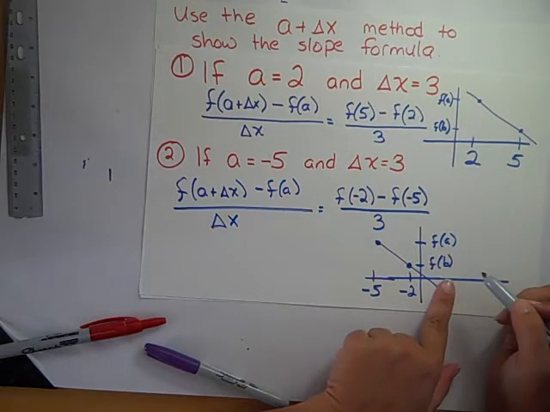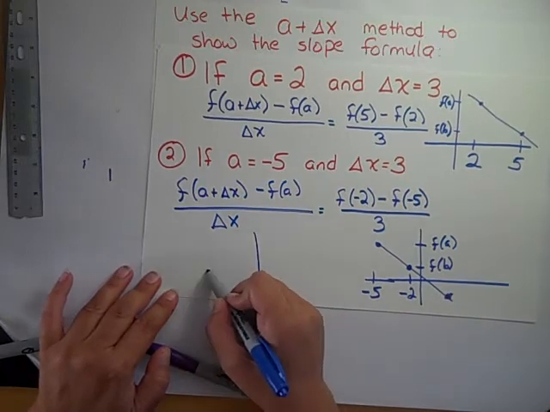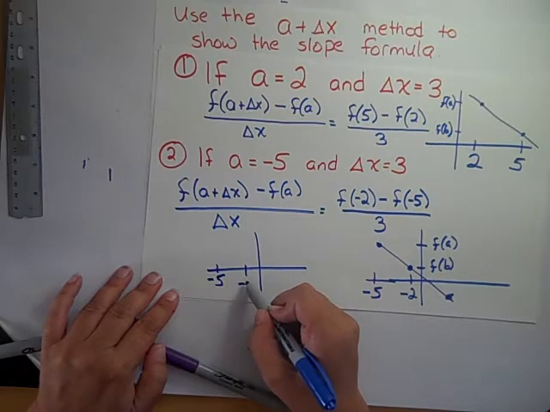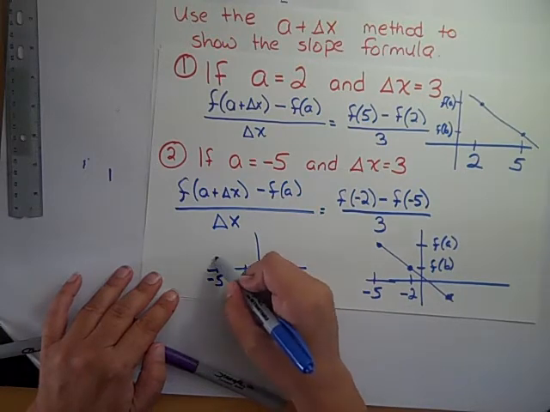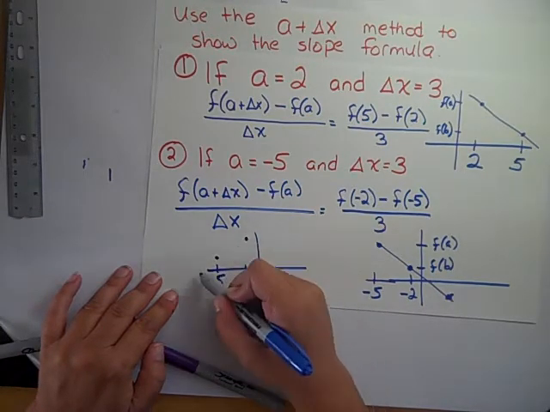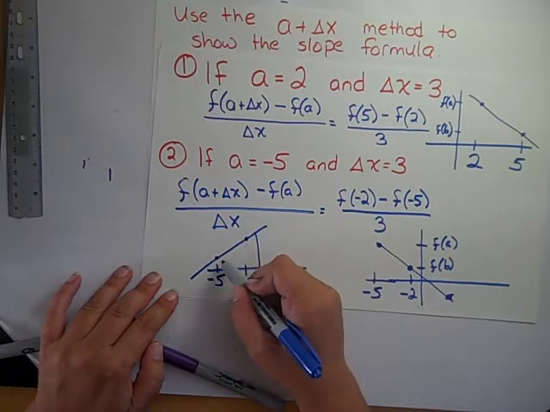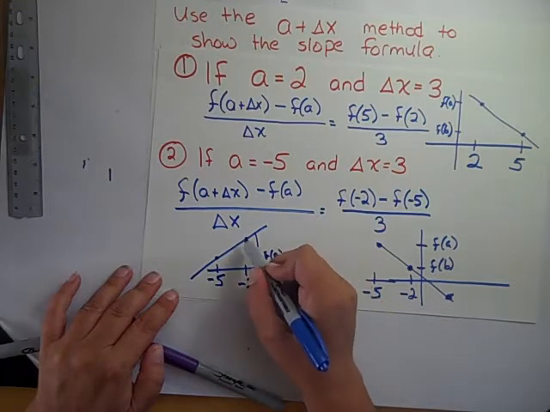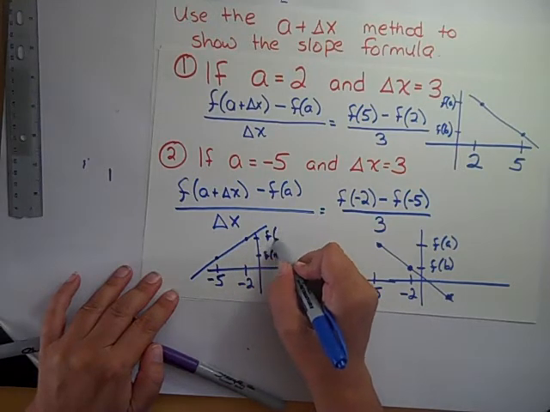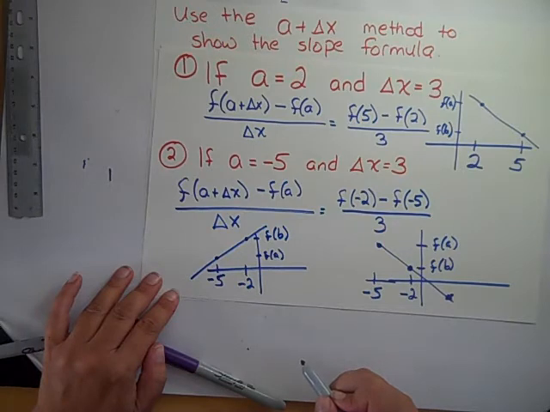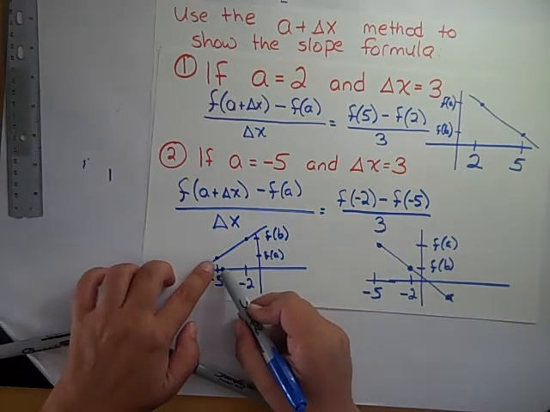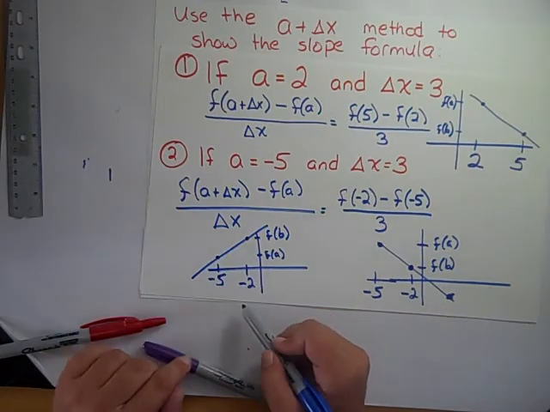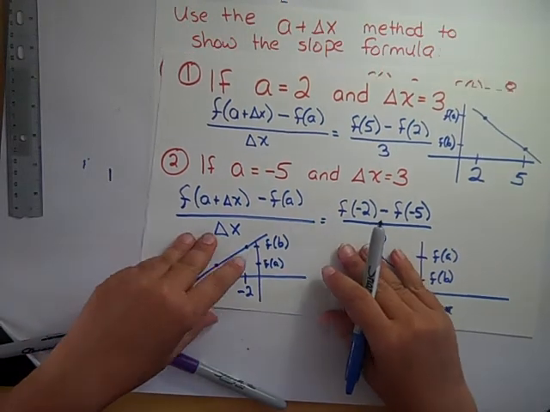I wouldn't have had to draw this with a negative slope. I could have drawn it like this. Negative 5, negative 2, say I put a point here and a point here. Now where's f of a? F of a is here, f of b is here, because a corresponds with a and b corresponds with b. Okay, number 3.